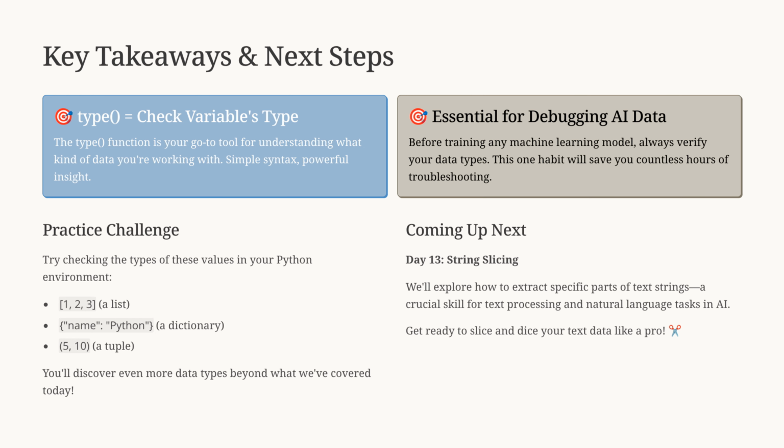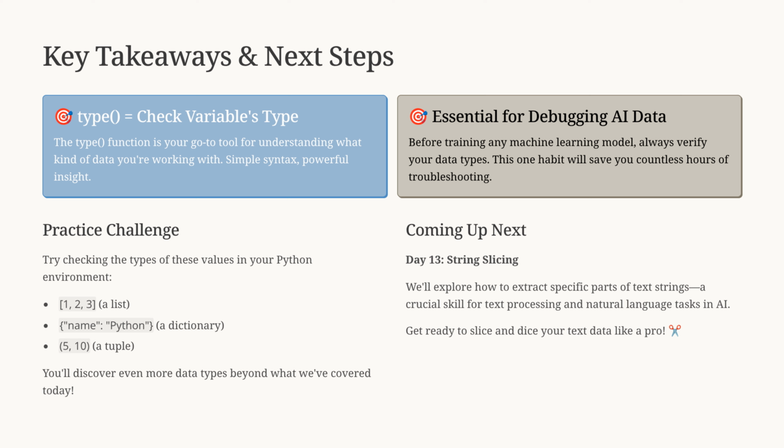Let's wrap up with a few key takeaways from today's lesson. First, use the type function to identify what kind of data you're dealing with. Second, checking types early helps prevent hidden bugs and model errors. And third, in AI projects, clean, validated data types mean smoother training and better results.